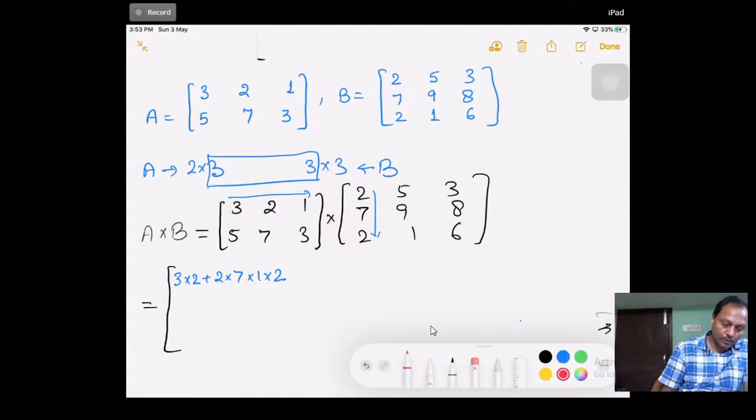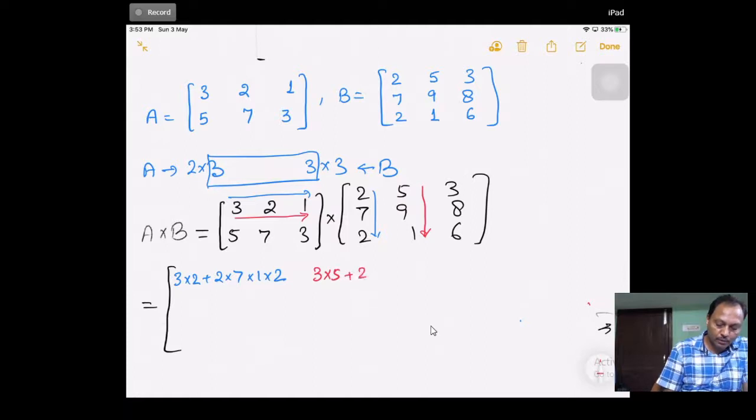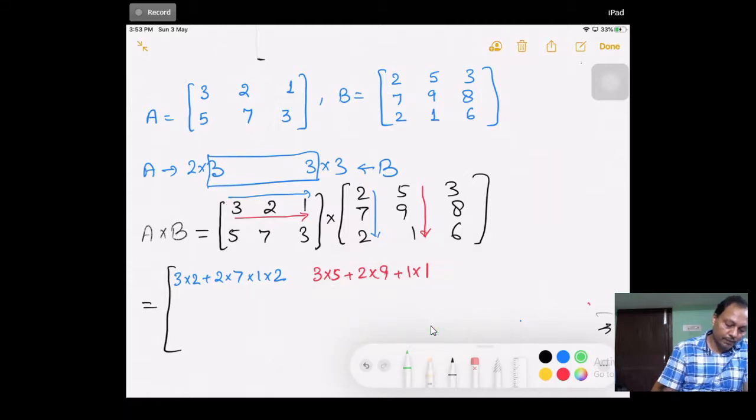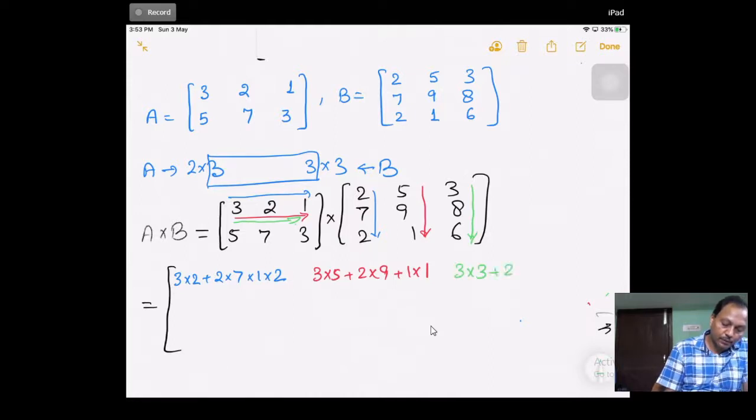Now, first row is multiplying with second column: 3 into 5, 2 into 9 plus 1 into 1. Now, the first row of the first matrix multiplying with third column. So it is 3 into 3 plus 2 into 8 plus 1 into 6.